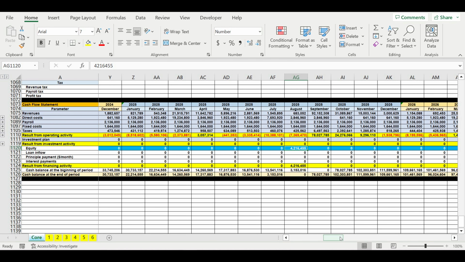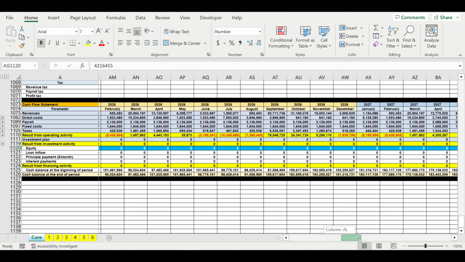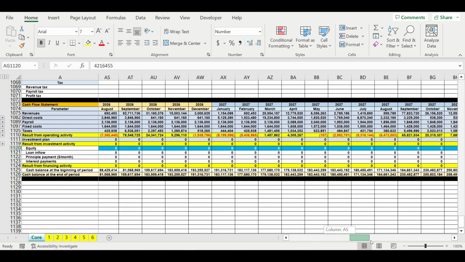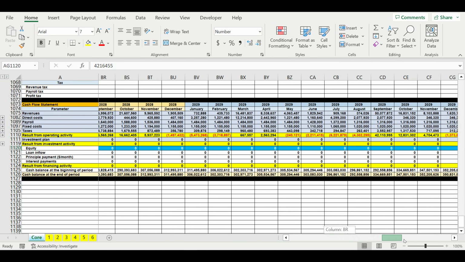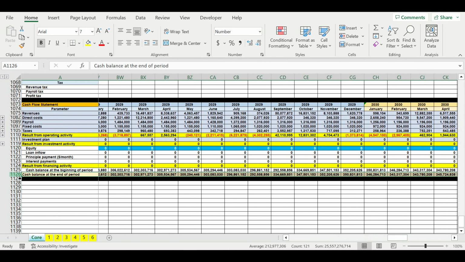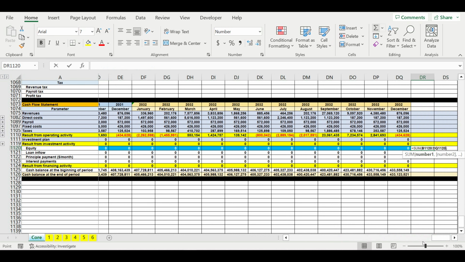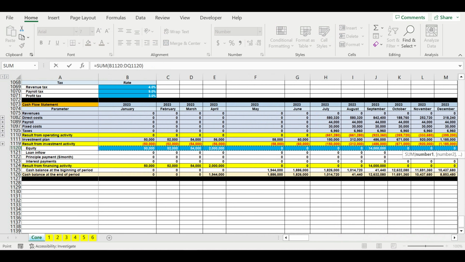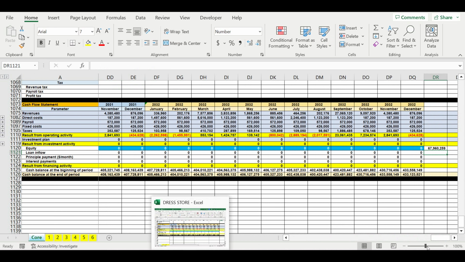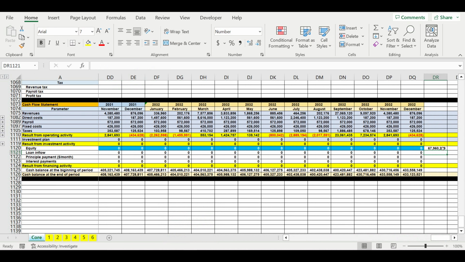Let's go to the right, and here we can see the red cash balance at the end of the period. So now we can create a total for this line, and we know that we need $68 million, for example, to start this business in this particular scenario.